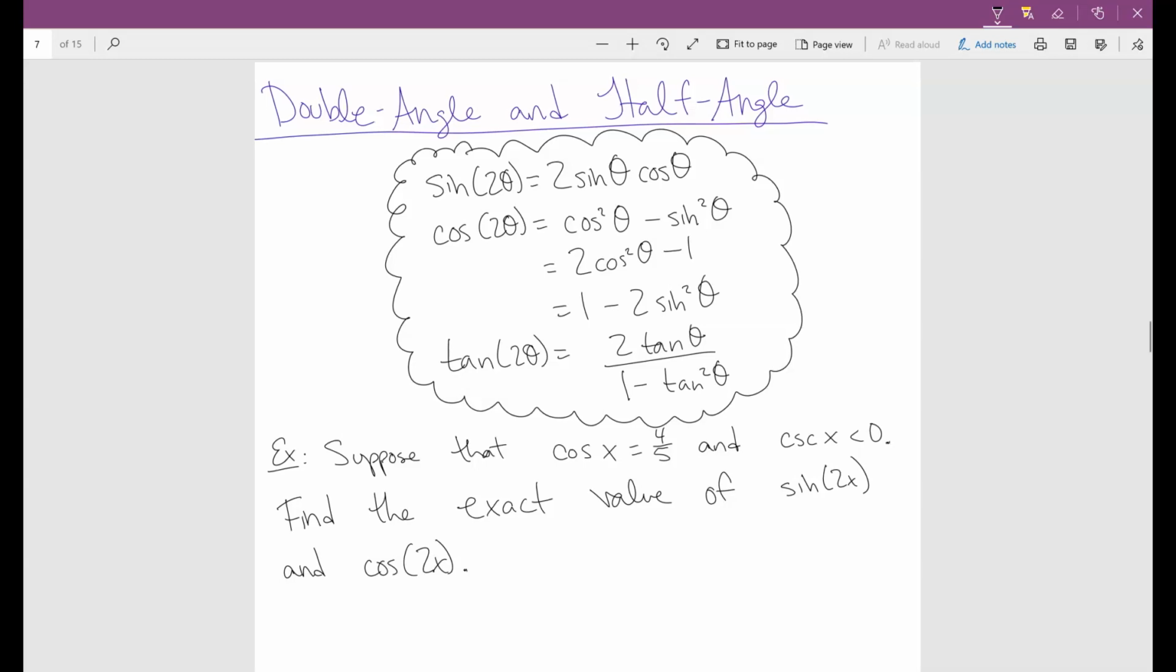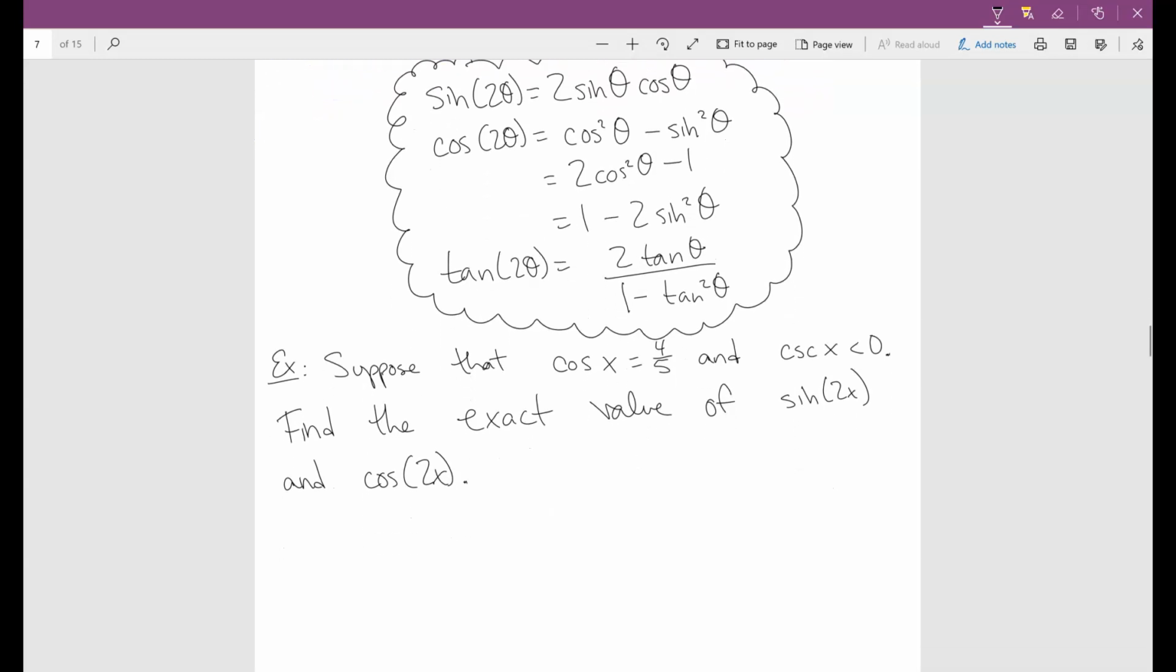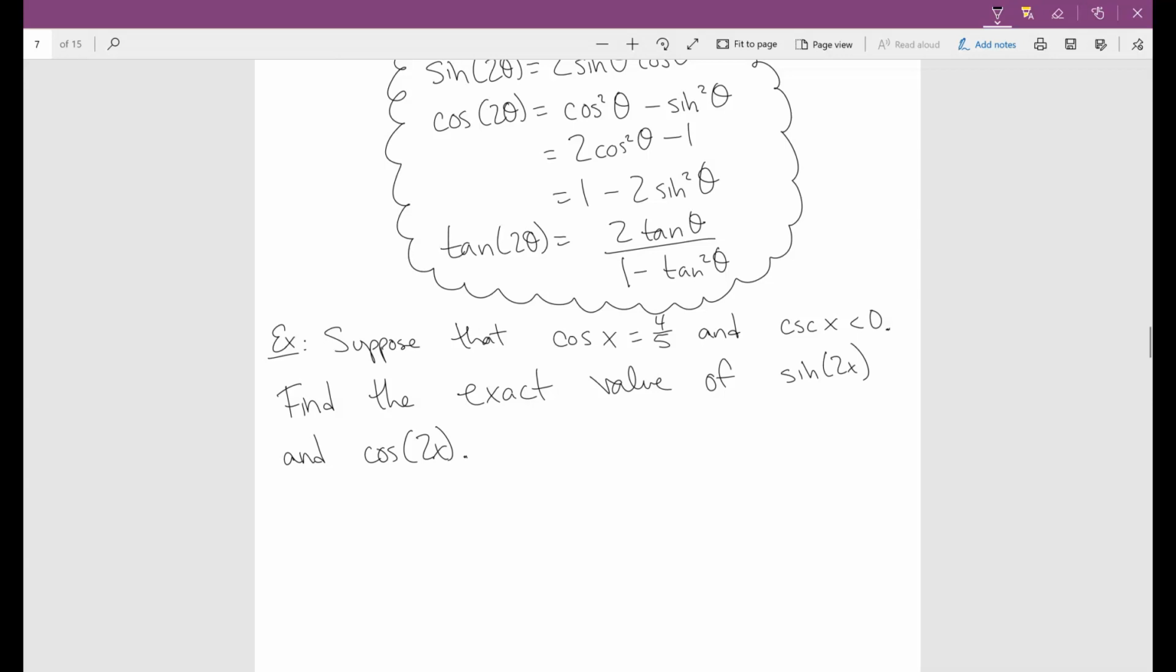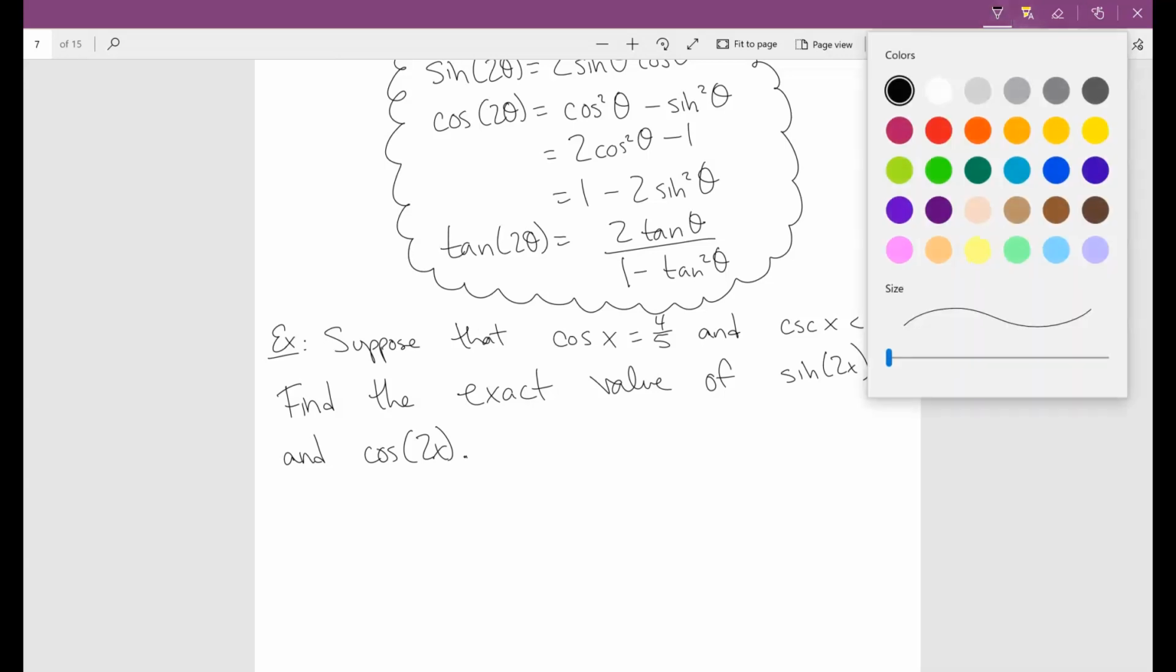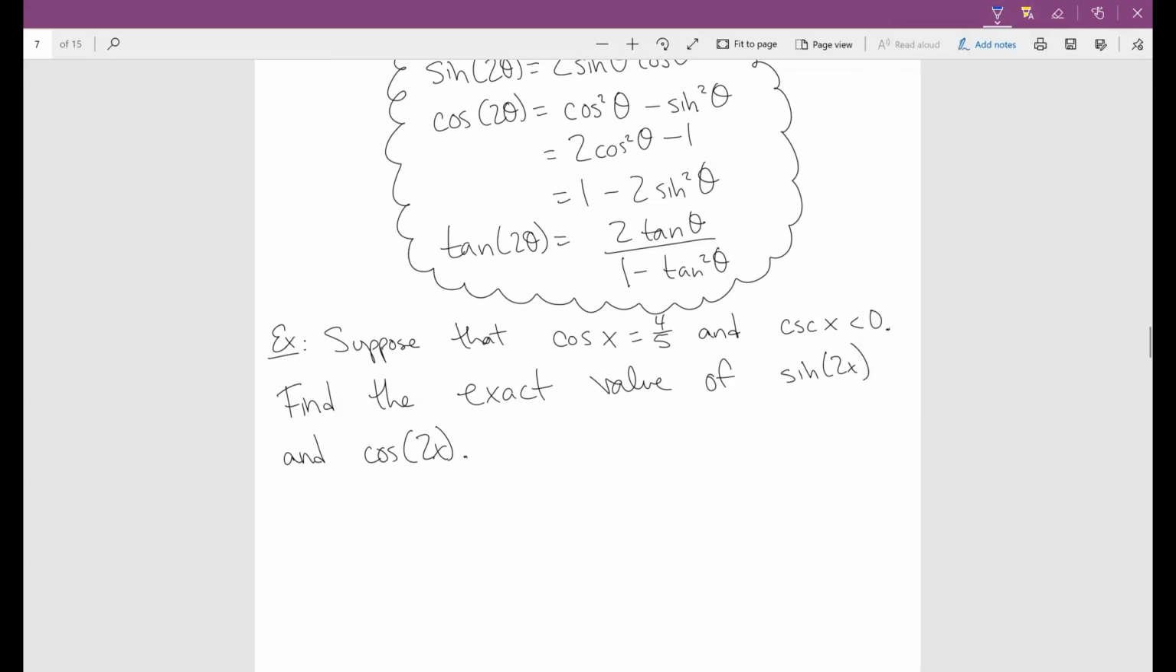So suppose that cosine of x is equal to 4 over 5 and cosecant of x is less than 0. Find the exact value of sine 2x and cosine 2x. A couple of things to know: we can see cosine of x is positive. If you remember, all students take calculus, it tells me where everything is positive. You now see that this can either be in quadrant 1 or in quadrant 4.